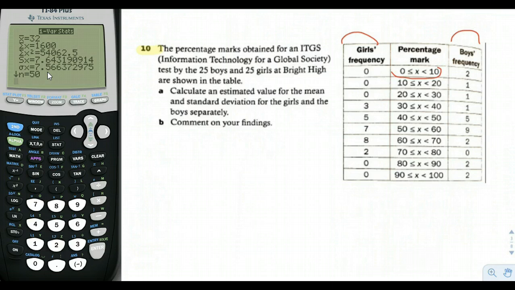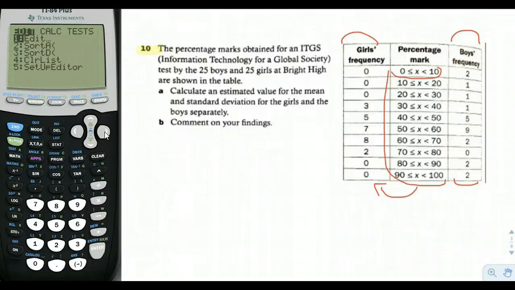But just think of this as maybe like two different tables, right? You got the data, and then you got the boys' frequency. And just think of it as also the data and then the girls' frequency, but on the opposite side. So what we can do is we can enter these 3 columns. We don't have to enter the data twice. We can enter these 3 columns into the calculator. And then when we run stat calc, I'll show you how to do it all separately.